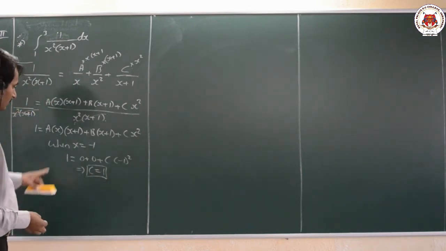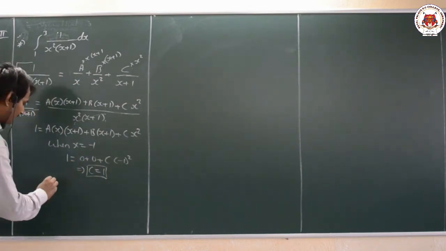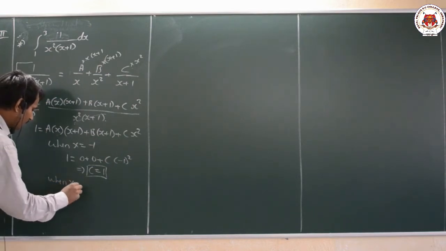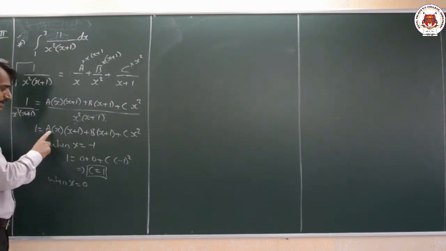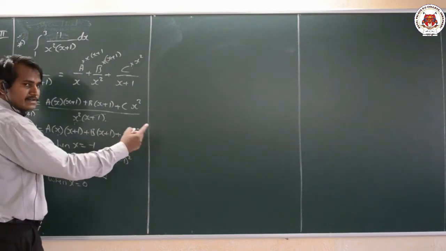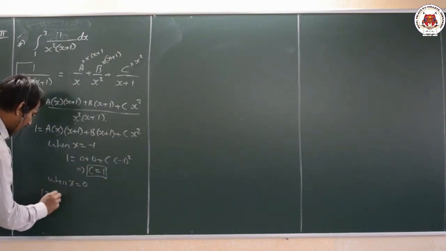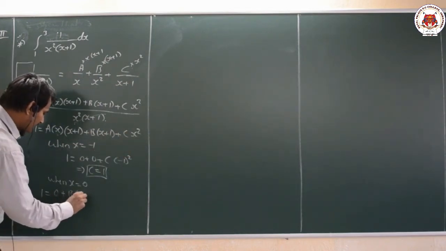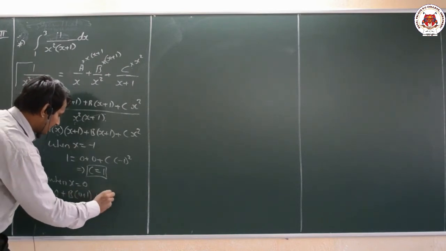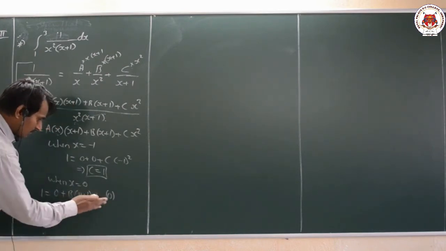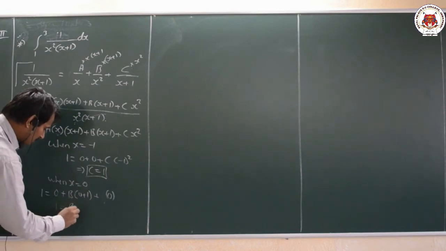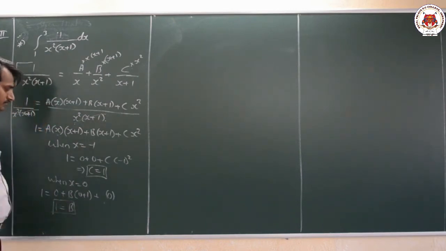Now again, if you put x equal to 0 here, when x equal to 0, a into 0 is 0, c into 0 is 0. What is the remaining part? 1 is equal to 0 plus b into 0 plus 1 plus c into 0. So at last what we get here is 1 is equal to b, the second part.